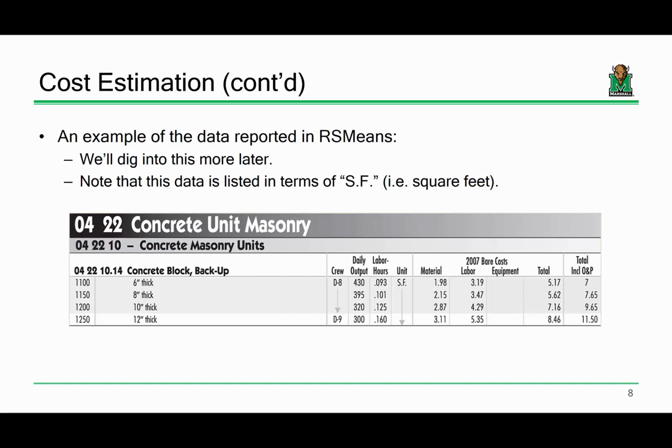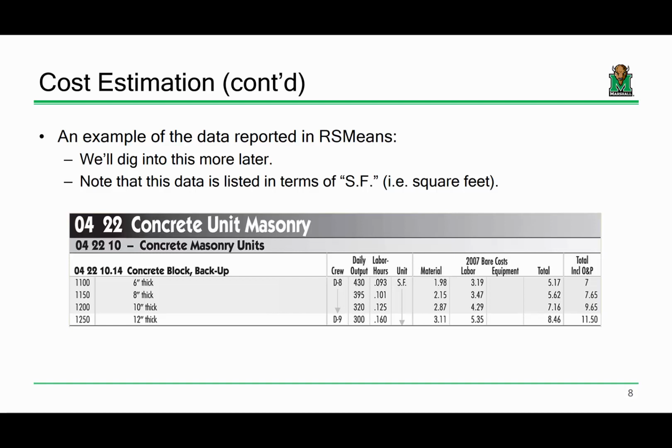Okay. Now here's an example of just some of the data that's reported in RSMeans, because really the way RSMeans and the way cost estimation is going to work is this. So for instance, if you're designing a bridge, if you know how much the girder costs per foot and you know how long the girder is, well, there's your cost. So the big question is, well, how much does the girder cost per foot? That's where RSMeans comes into play.